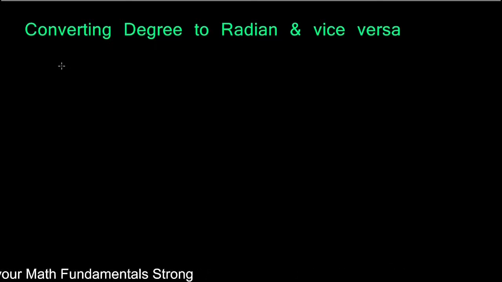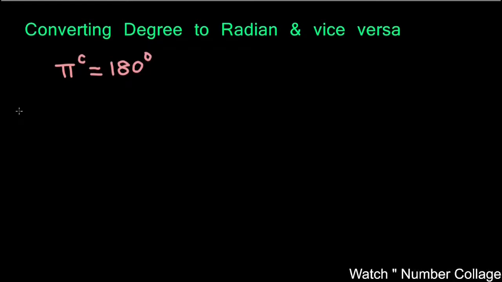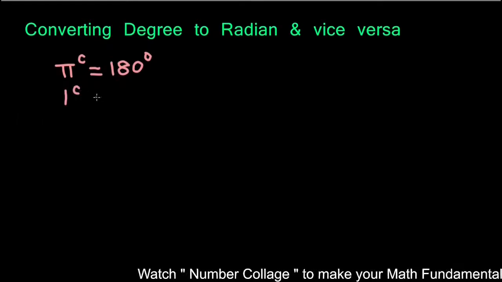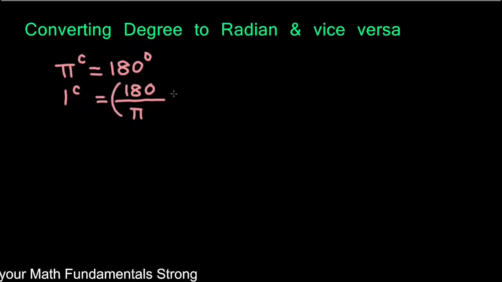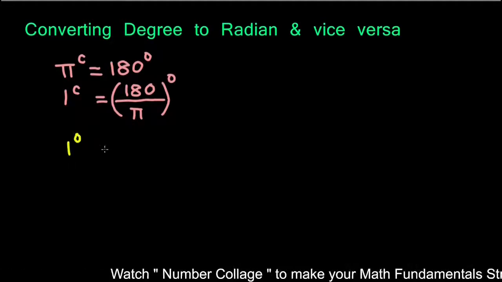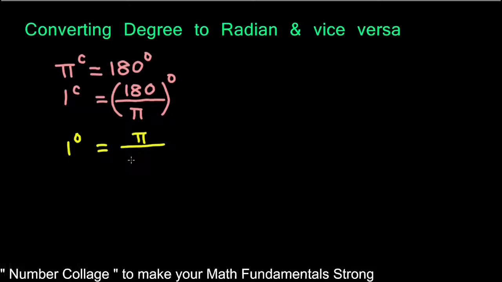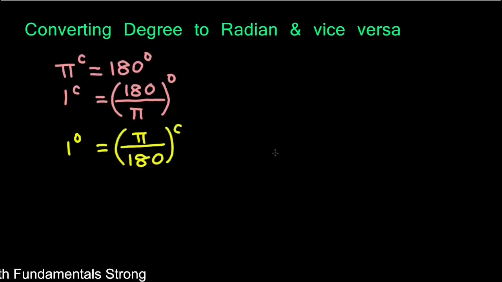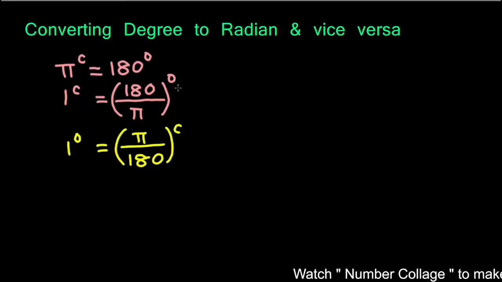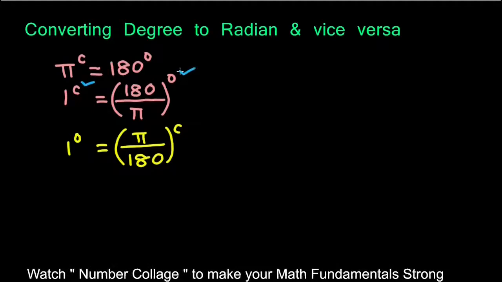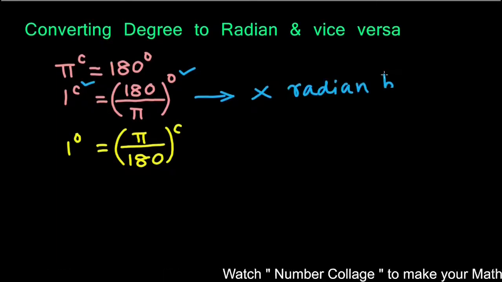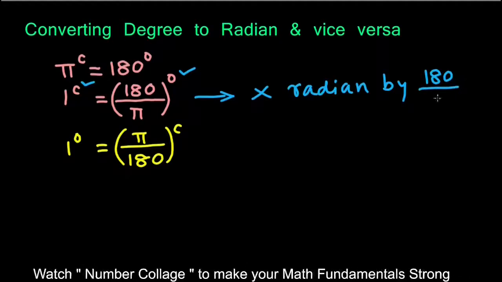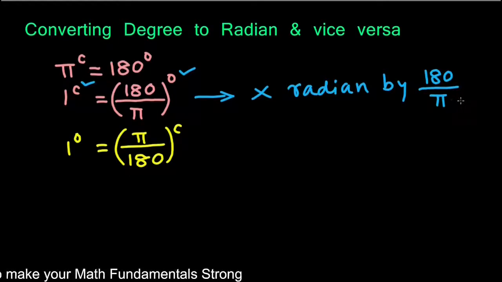We have seen that pi radians is equal to 180 degrees. So therefore 1 radian will be equal to 180 by pi degrees. Conversely, 1 degree will be equal to pi by 180 radians. So in order to convert radian measure into degree measure, we have to multiply the radian measure by 180 by pi to get the degree measure.